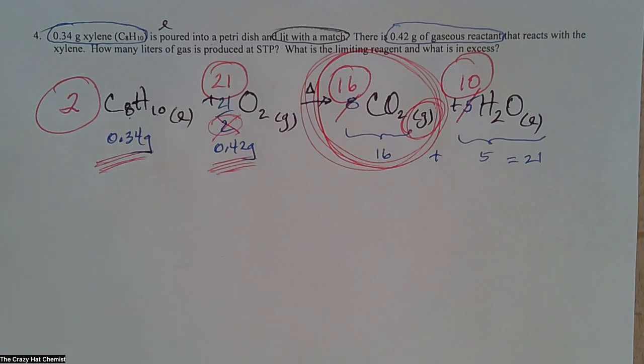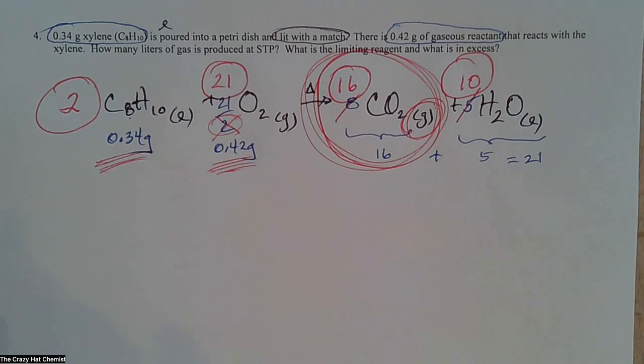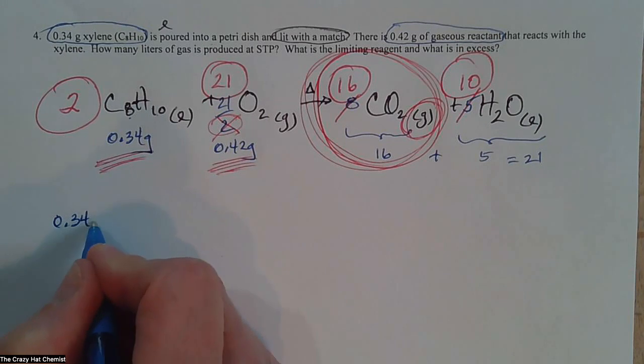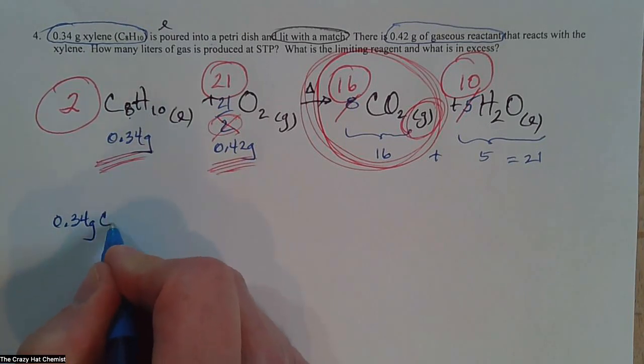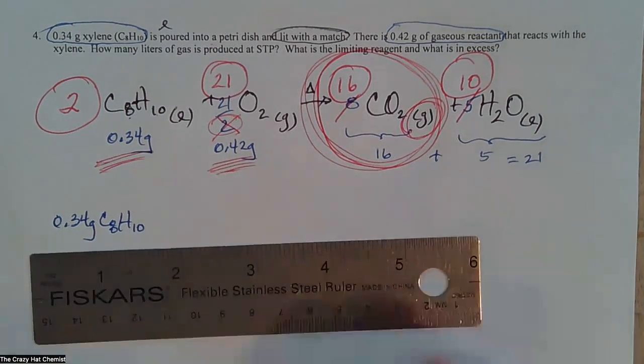All right, now that we have characterized this reaction as a limiting reagent problem, let's carry on with this and see what we can do with those numbers. Again, it's a limiting reagent problem because I have numbers for both of the reactants. So I'm going to take this 0.34 grams of xylene, that's C8H10, and I'm going to start with that one.